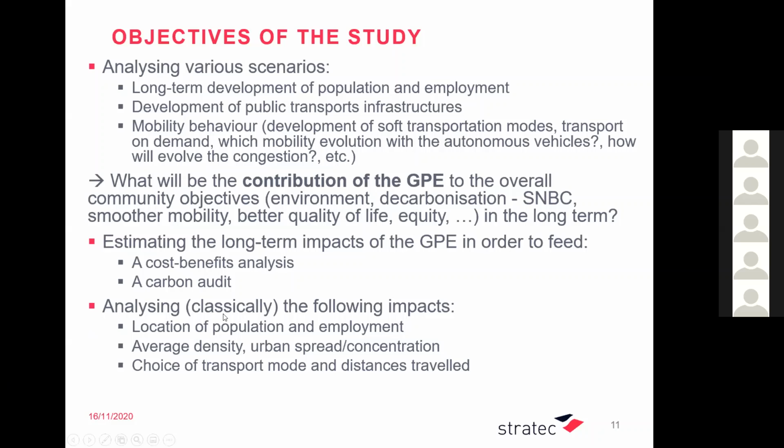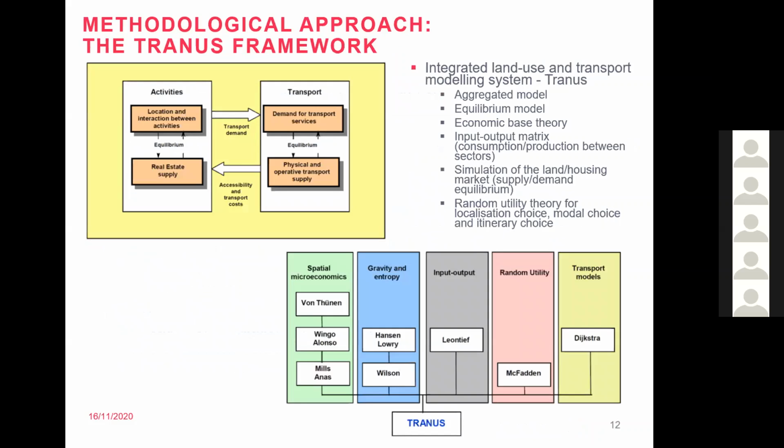The indicators that we will analyze are something classical. They will be location of population and employment, the average density, is there more spread or more concentration, and what about the modal shares and the distance traveled, etc. So this slide is about the usual Tranus approach framework. I'm sorry, but I didn't know in the audience whether people would be used or not to the Tranus framework. So just in a word, the main principle of the Tranus modeling system, it is an aggregated model. So we are working with zones and not with individuals.